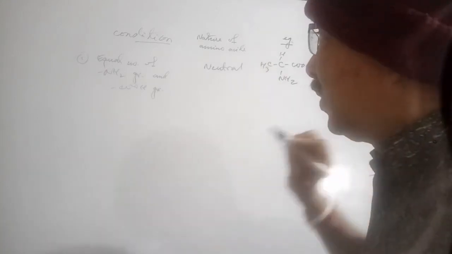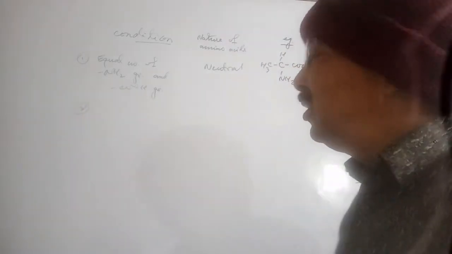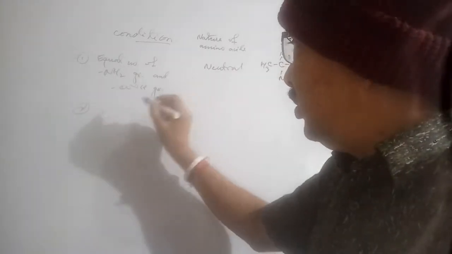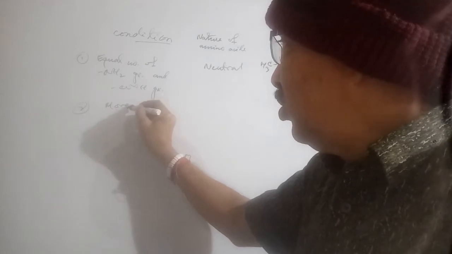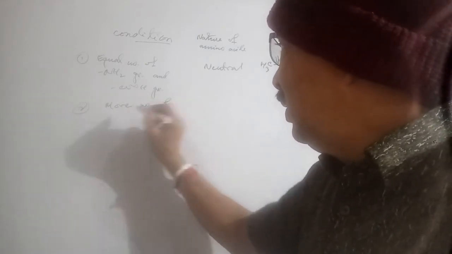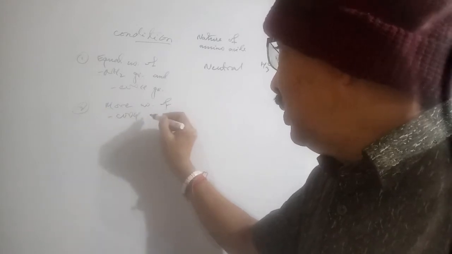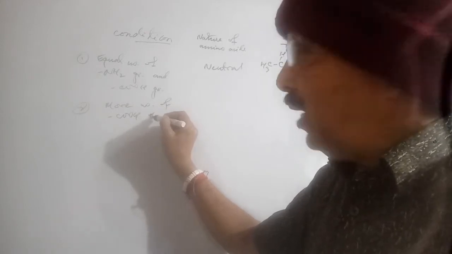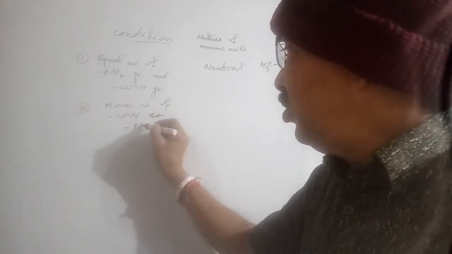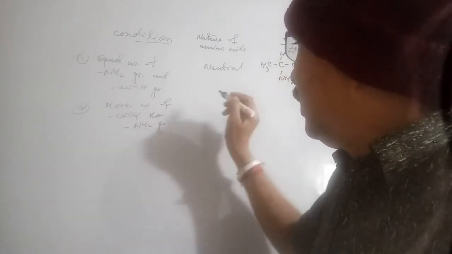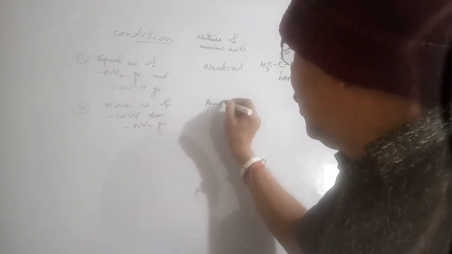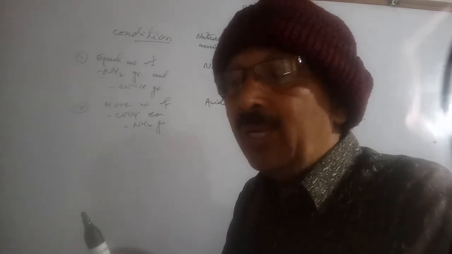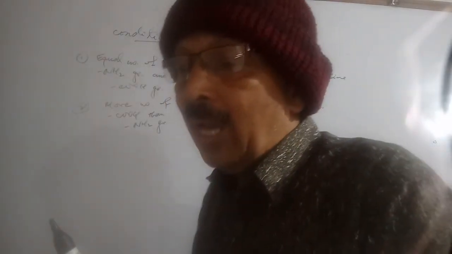Alanine. Now, the second one is when there are more carboxylic groups, more COOH groups than amino groups, then it is acidic in nature. Acidic. And the example is aspartic acid.